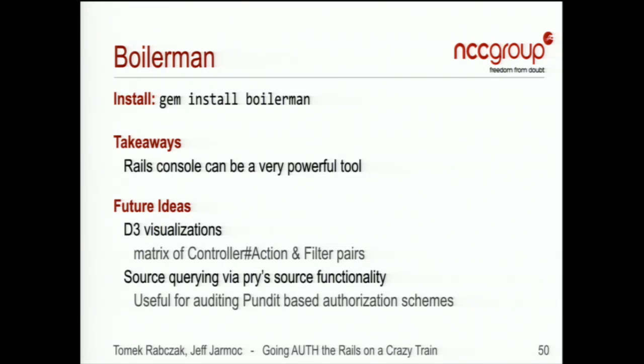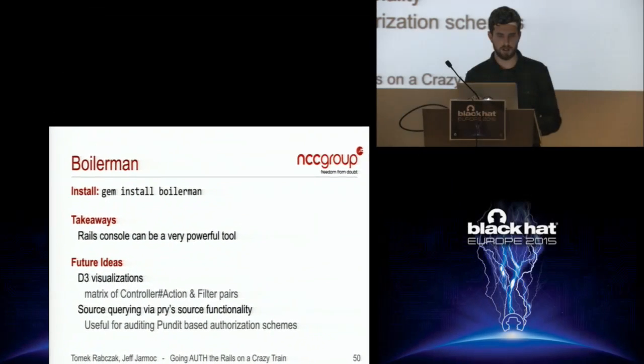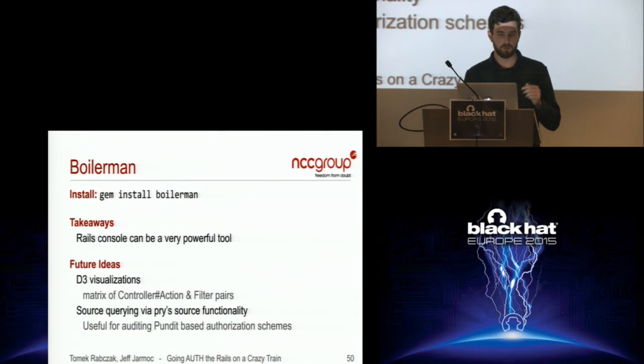Again, the takeaways: Rails console, super powerful. Always ask for it if you can during Rails assessments. A few ideas for the app: adding some D3 visualizations, source querying. So when we looked at Pundit and CanCan, just being able to say, give me all of the controller actions that don't call authorize. So that should be coming up pretty soon, hopefully.